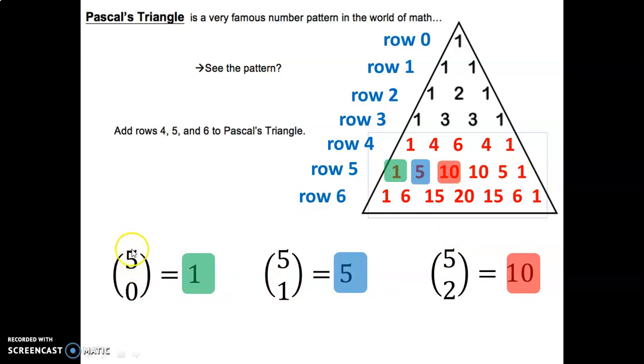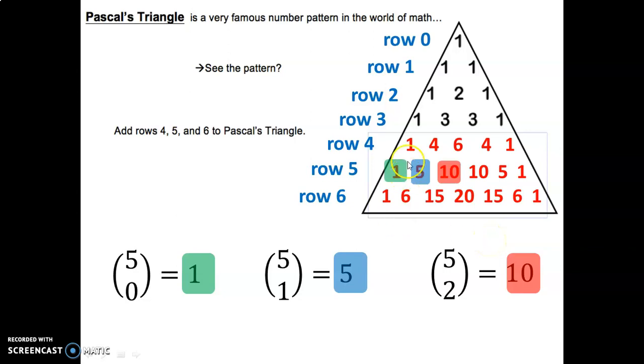And this top number here can be considered our row number. So in row number 5, we can produce a 1, a 5, a 10, and if you kept going here, 5 choose 3 would be a 10 also, and the next one would be 5 choose 4, and this would be 5 choose 5. Notice in that row we have 6 elements in it, but it's row 5, right? So each row has one more element in it than the row number, because we begin with 0, and we can go all the way to 5 choose 5.